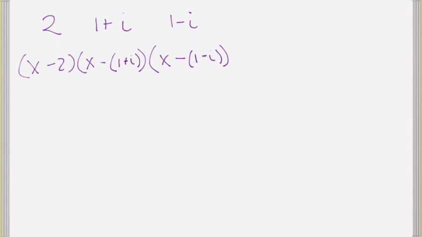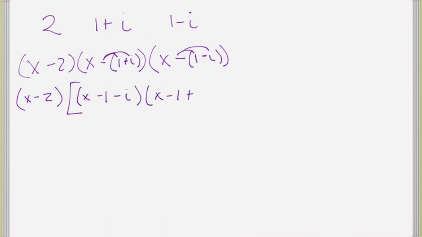Then the rest of the problem is just multiplying, but it's a lot of multiplying. So we have to be careful in multiplying because there's a lot of places to make mistakes when we're multiplying this many things. I'm going to let that x minus 2 just hang out for a while and not do anything with it. I want to take care of all of this i stuff. Okay. So first thing I'm going to do is distribute the negatives through. So I'm going to have x minus 1 minus i and x minus 1 plus i.